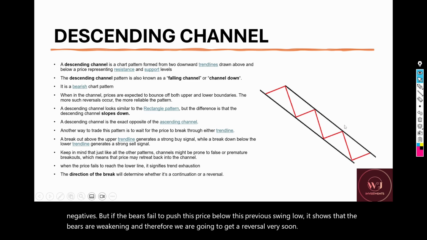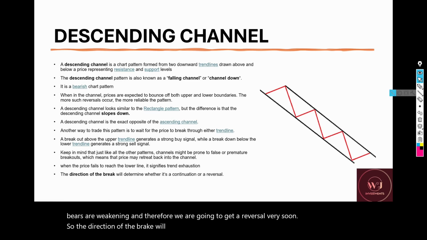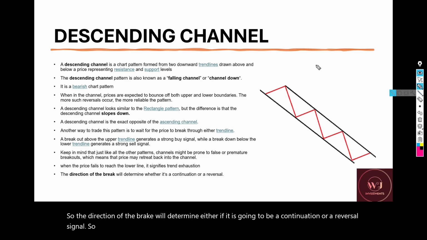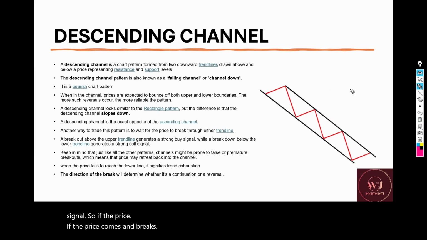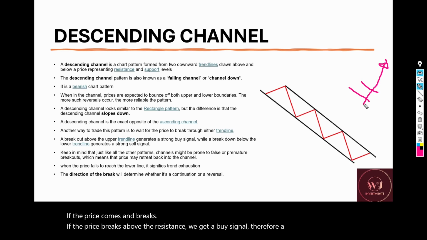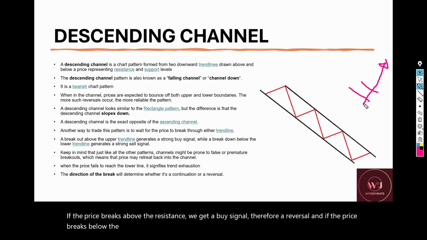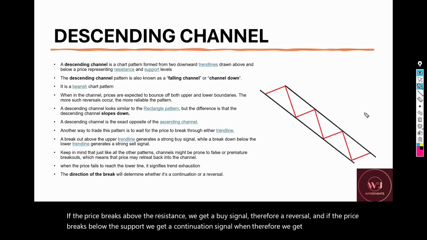So the direction of the break will determine whether it is going to be a continuation or a reversal signal. If the price breaks above the resistance, we get a buy signal, therefore a reversal. And if the price breaks below the support, we get a continuation signal, and therefore we get a short trade.